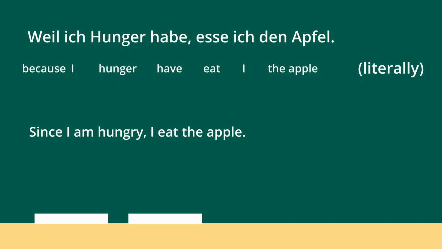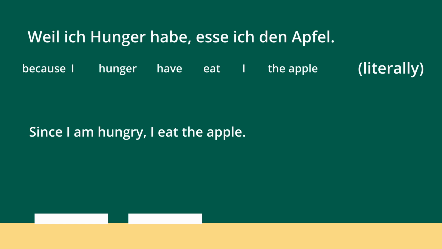For example, just like in English, you can say, because I am hungry, I eat the apple. And because I'm hungry is in the front. So in German, weil ich Hunger habe, the same thing. But now this reasoning takes the first place, the first position of the main clause. Then comes the verb on the second position. Weil ich Hunger habe, esse ich den Apfel.